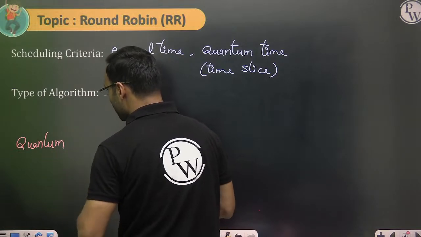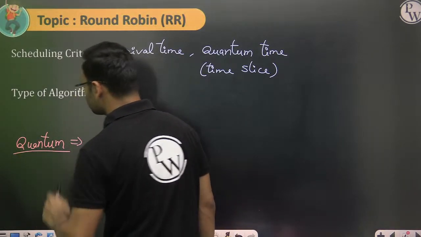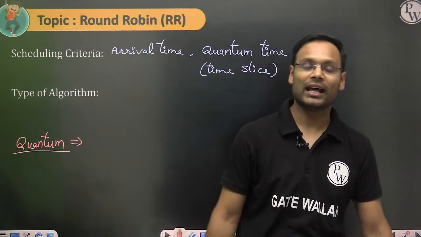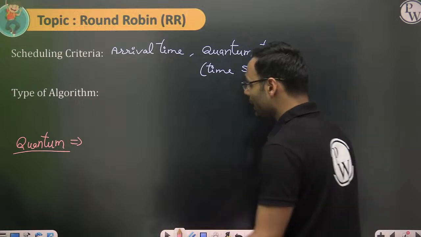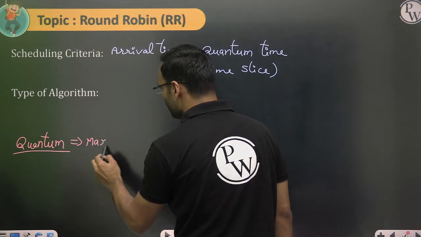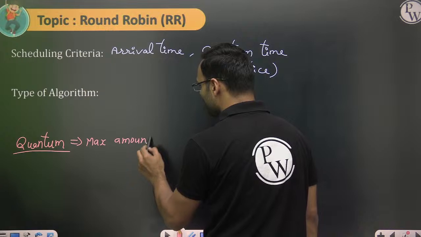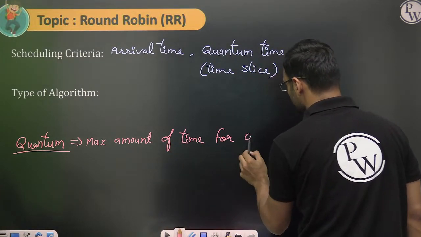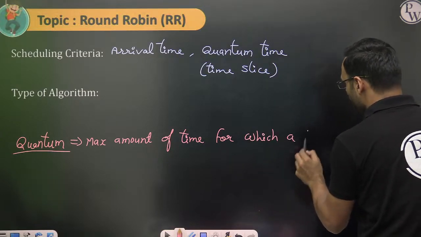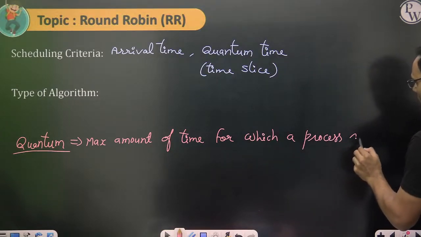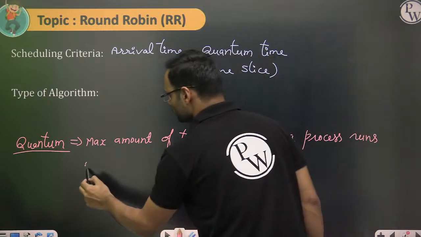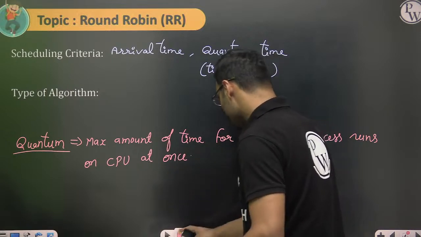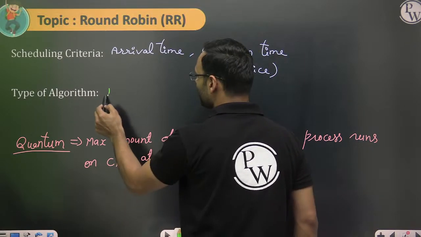Quantum is that duration of time for which a process runs in the CPU at maximum if it is given to run. After that, the process will definitely be preempted as soon as the quantum is over. So quantum is that maximum amount of time for which a process runs on the CPU at once, and after that it will be preempted, which means the type of algorithm is definitely a preemptive algorithm.